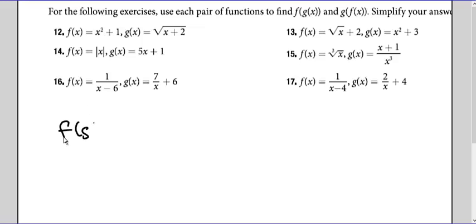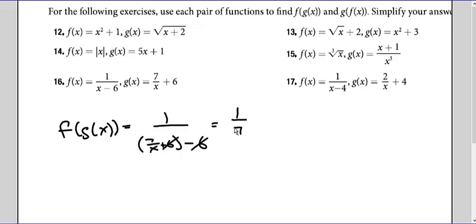f of g of x. So we get 1 over something minus 6. And that something is 7 over x plus 6. Now to simplify this, it's not too bad because this 6 cancels out with that 6. And so you have 1 over 7 over x, or x over 7. So you take the reciprocal of this. 1 divided by 7 over x is just x over 7.